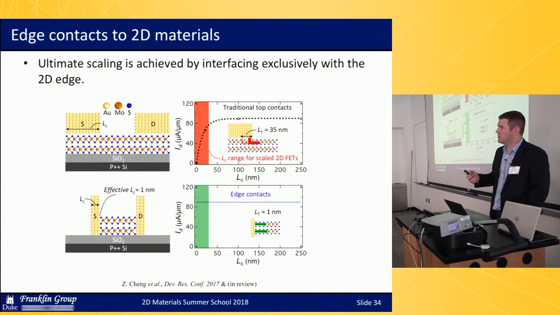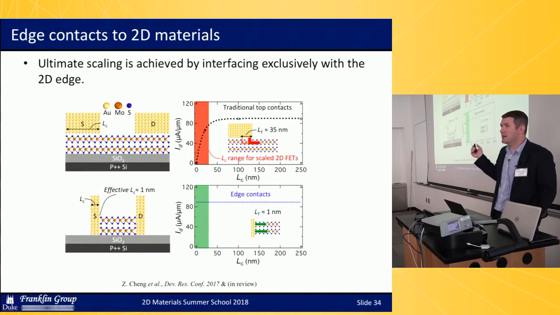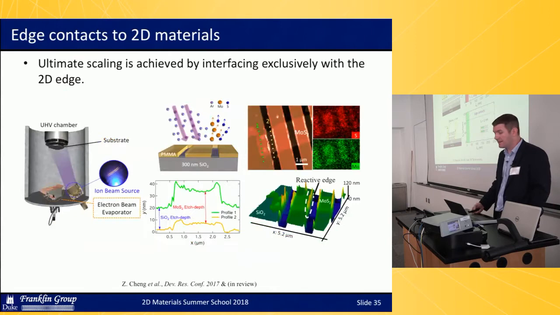So what we show here is a comparison between putting what most people use for contacts, which we'll call top contacts that essentially rest on top of the material, versus a pure edge interface between the semiconductor material and the metal itself. And the idea is, can we get to this scenario where we have edge contacts yielding an immunity to the scaling of the size of the contacts themselves so that we preserve the performance in spite of the size scalability?